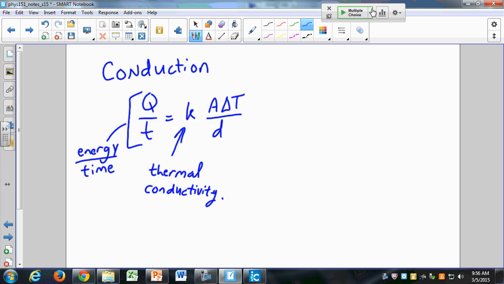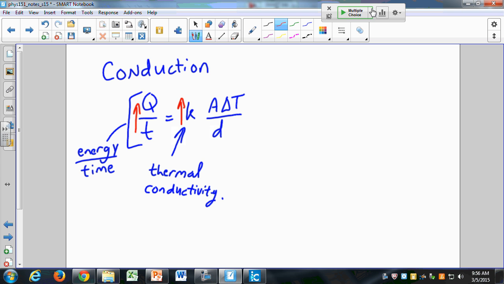So thermal conductivity, I think that's sort of intuitive. Metals often have a very high thermal conductivity. Other materials like wood and plastic have a low thermal conductivity. High just means that it conducts thermal energy really well. So if the thermal conductivity goes up, with all else being equal, the rate of conduction will also go up.